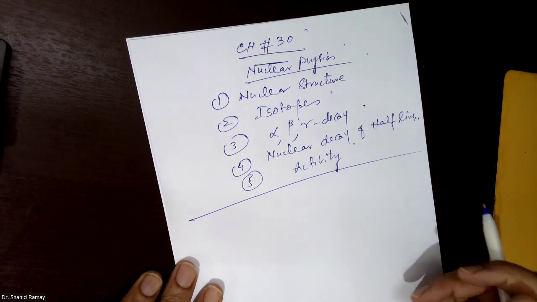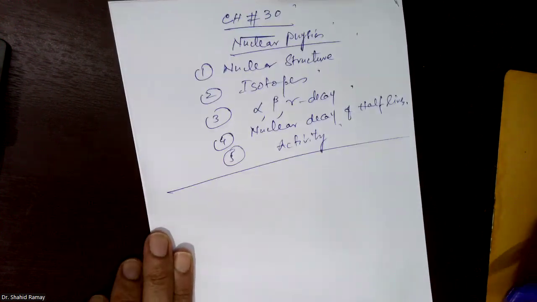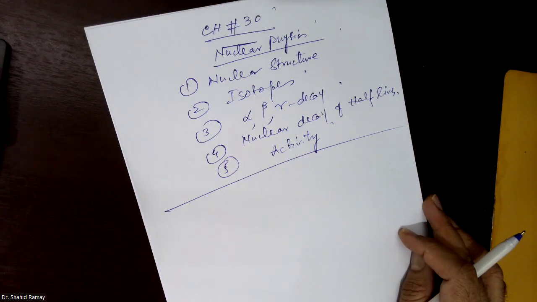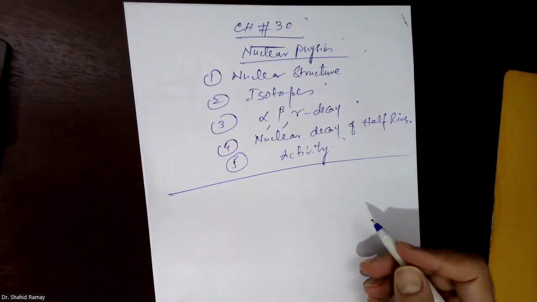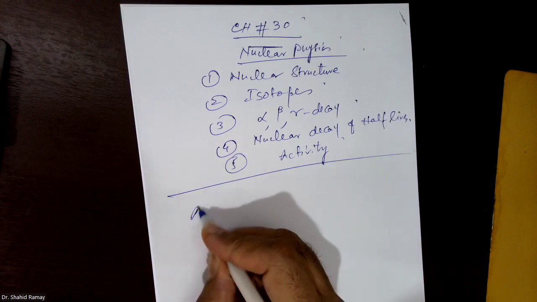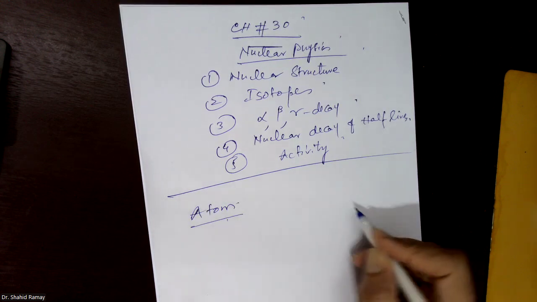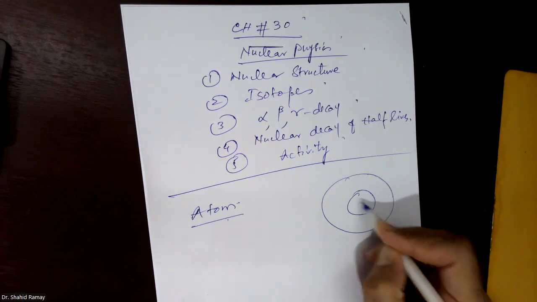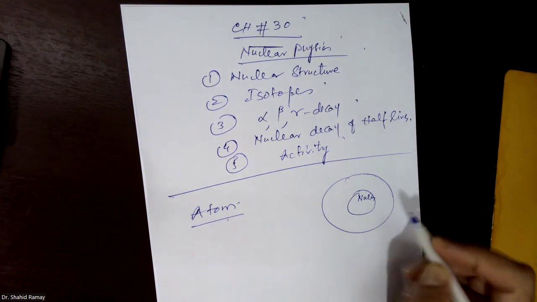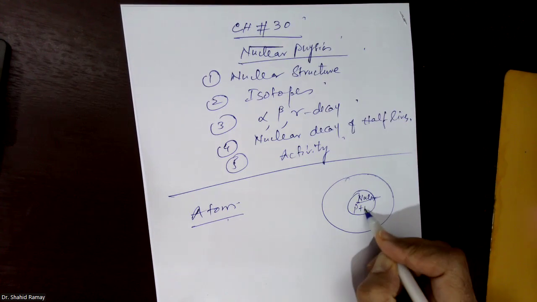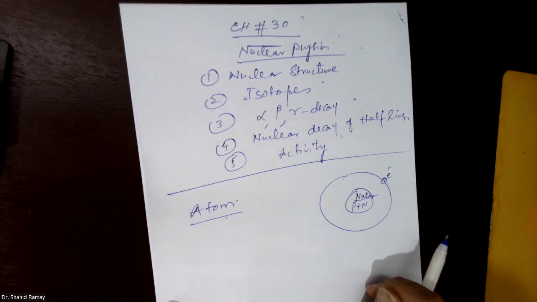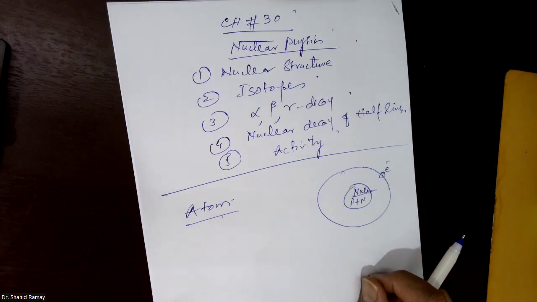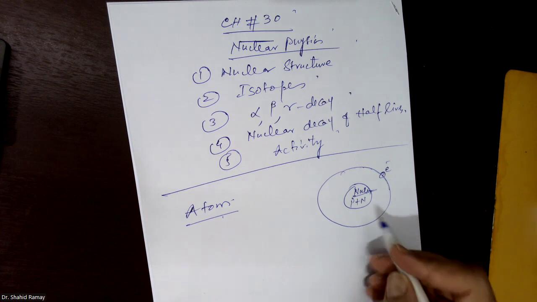Last time in the class, I already discussed with you the nuclear structure, and you know very well from high school level that an atom consists of a nucleus, and in the nucleus there are protons plus neutrons, and the electrons are revolving around the nucleus. So the entire mass and positive charge of an atom is concentrated into a very small volume that is called the nucleus.